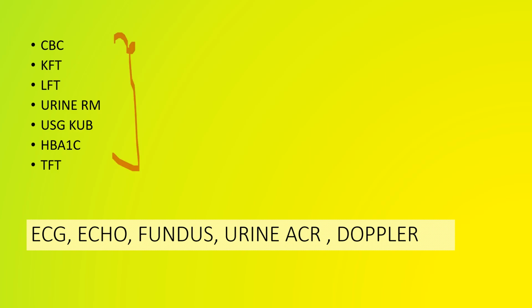So first, the investigations to pick the basic secondary causes, or whether all the functions of the organs are correct or not. Complete blood count, kidney function test, liver function test, looking at urea, creatinine, uric acid, because high uric acid is a marker of metabolic syndrome. Urine routine microscopy to look for any proteinuria, ultrasound abdomen to look at both kidney sizes, HbA1c to look for dysglycemia, or whether the patient is having lifestyle-related problems.